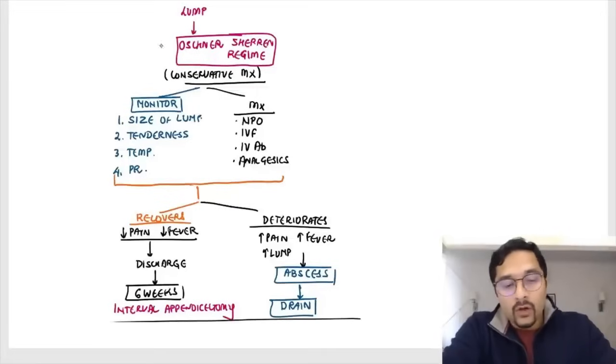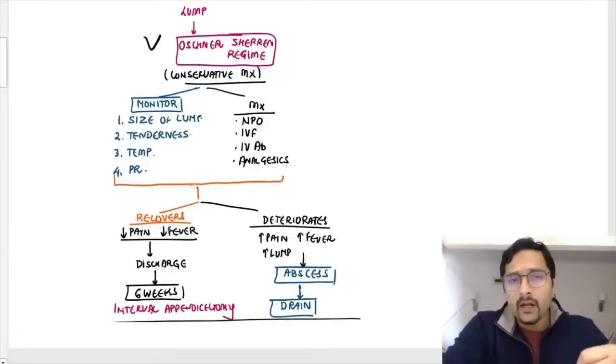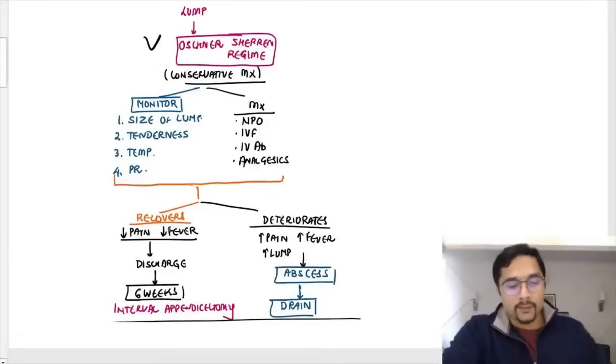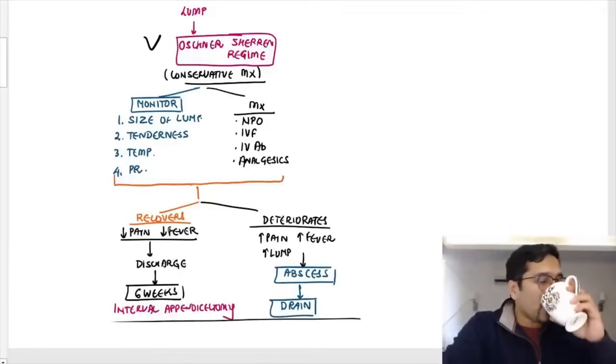So this regime is called the Ochsner-Sherren regime, where we manage appendicular lumps via conservative means. If the patient recovers, we discharge the patient and we call the patient after 6 weeks for an interval appendicectomy. If the patient deteriorates, we are dealing with an abscess and we need to drain it.